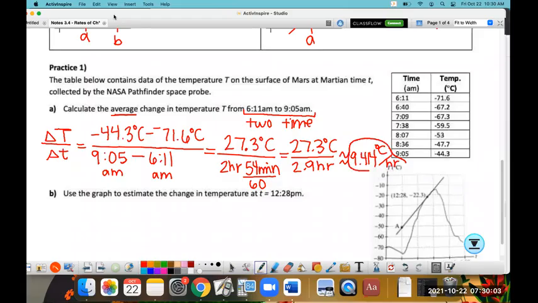So just thinking about what the question was asking: the average change in temperature on Mars from 6:11 a.m. to 9:05 p.m. was 9.414 degrees Celsius per hour.